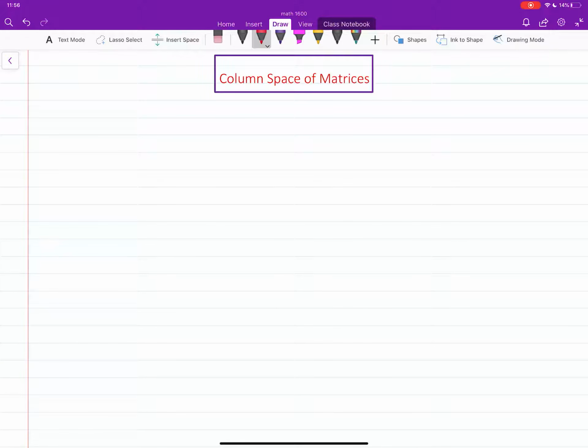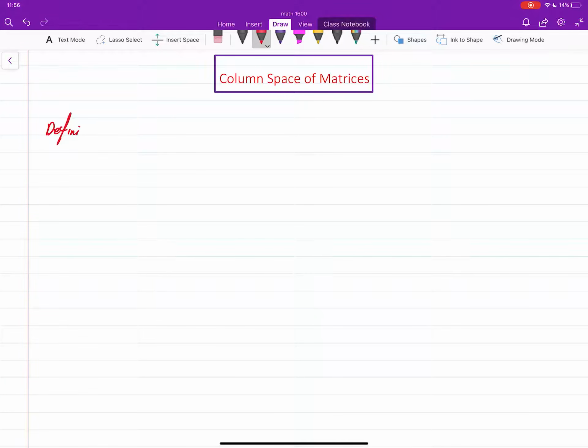Hi, in this video we will learn what is the column space of a matrix. So far we have learned all about the subspaces of Rn. Now we are going to assign different subspaces to any given matrix. One of these is called column subspace. Let's see what is the definition.